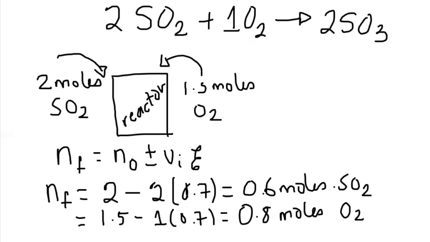So we can have an output which also includes the reactants, because not all of them reacted. What happens with the products? For the products, we don't have an input of SO3. We will have 2 times 0.7, so it will yield 1.4 moles of SO3, which were produced during this reaction. That's how we get the final moles after the reaction has occurred.